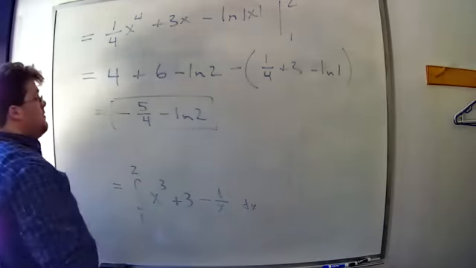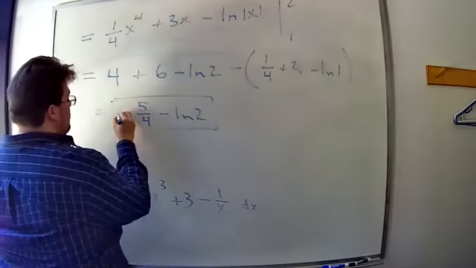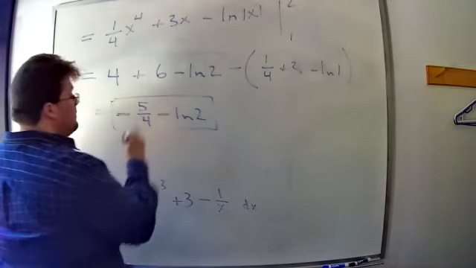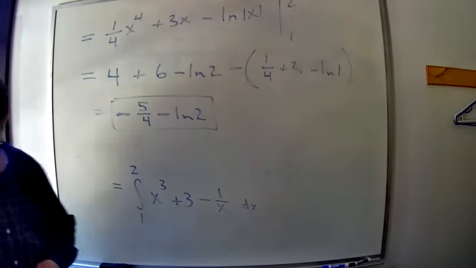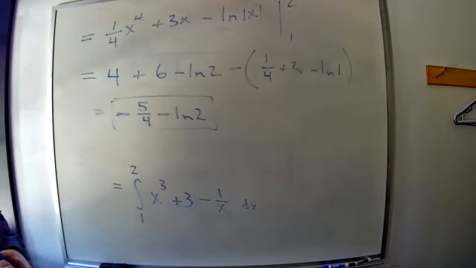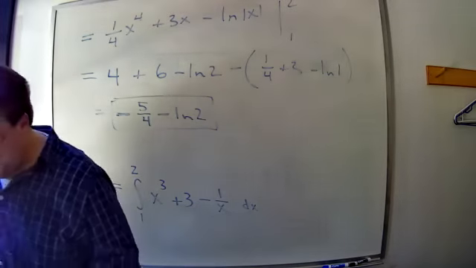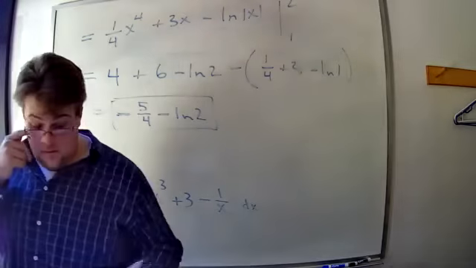The log of 1 is 0, and log 2 is log 2. So we have negative 5/4 minus log 2. Any questions about this one? Any questions about anything on the homework and exam review worksheet?